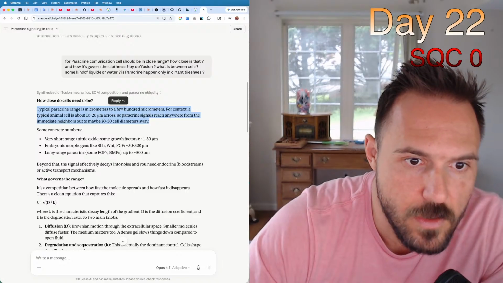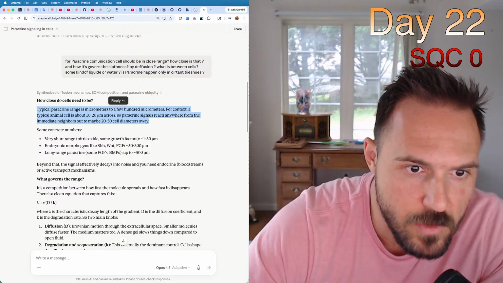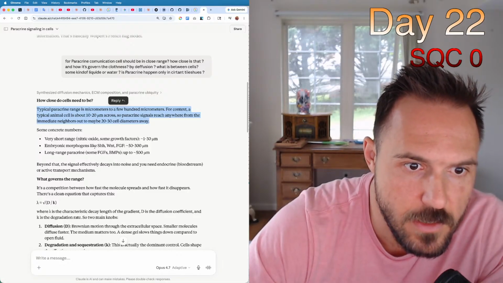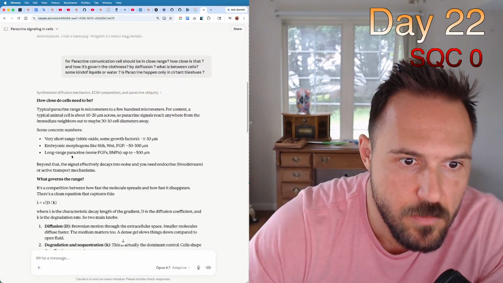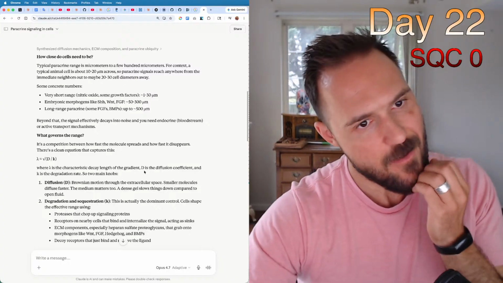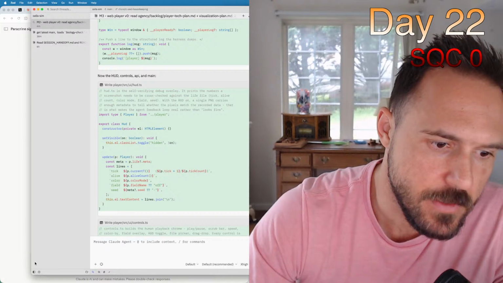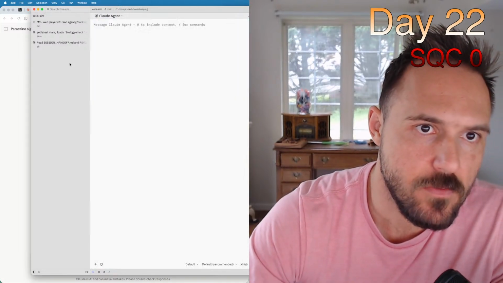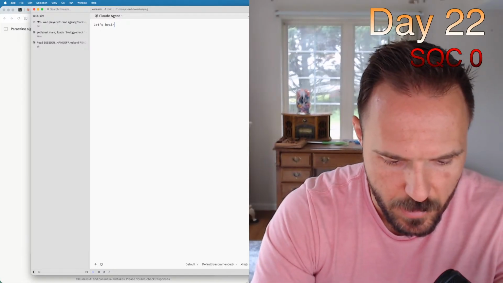Nitric oxide, some growth factors. Embryonic morphogenesis, like long range paracrine. So this is interesting. I actually want to chat about it with this. I want to start one more session. Let's brainstorm.